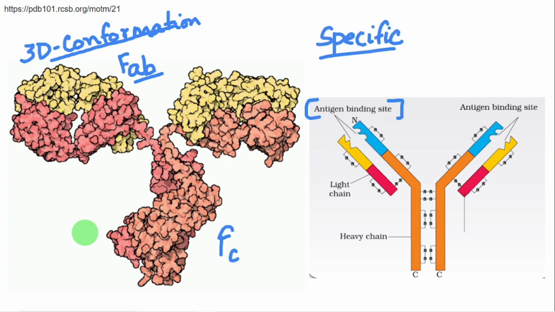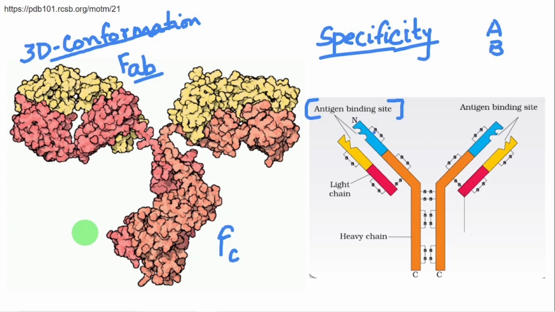So antibodies are highly specific. They can identify small differences. For example, the AB blood group. There is one single sugar difference between A and B, and that is also identified by antibodies. So this property of antibodies to identify small differences is called specificity, and the specificity is because of the antigen binding site.